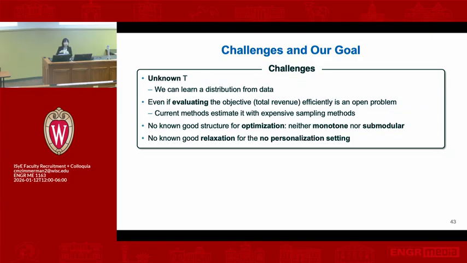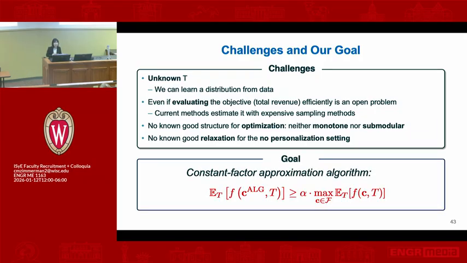I should also emphasize that our inventory vector C is an integer vector, so it's like an integer programming problem. Moreover, there is not even a good relaxation for the no-personalization setting, where the customers can see all the available products. Our goal is to develop a constant factor approximation algorithm that achieves at least an alpha factor of the optimal objective function.